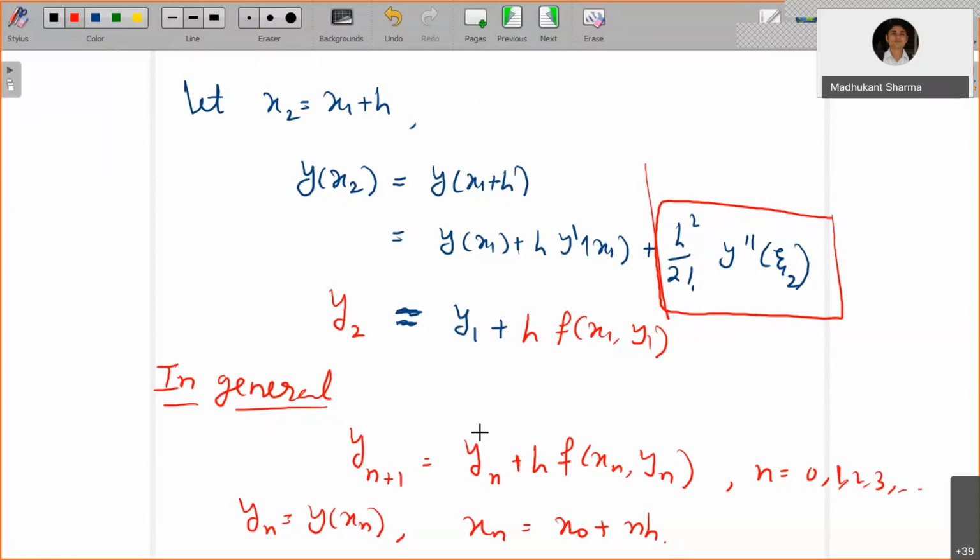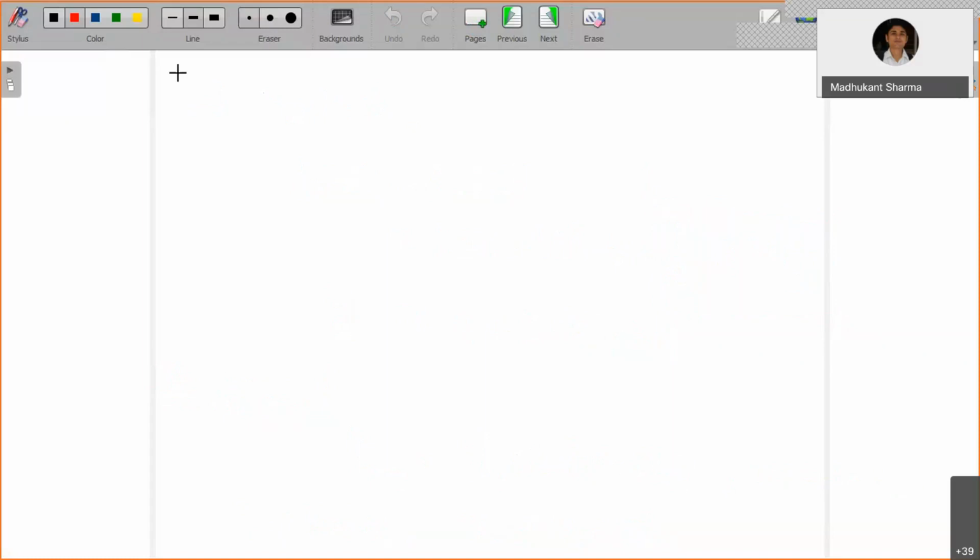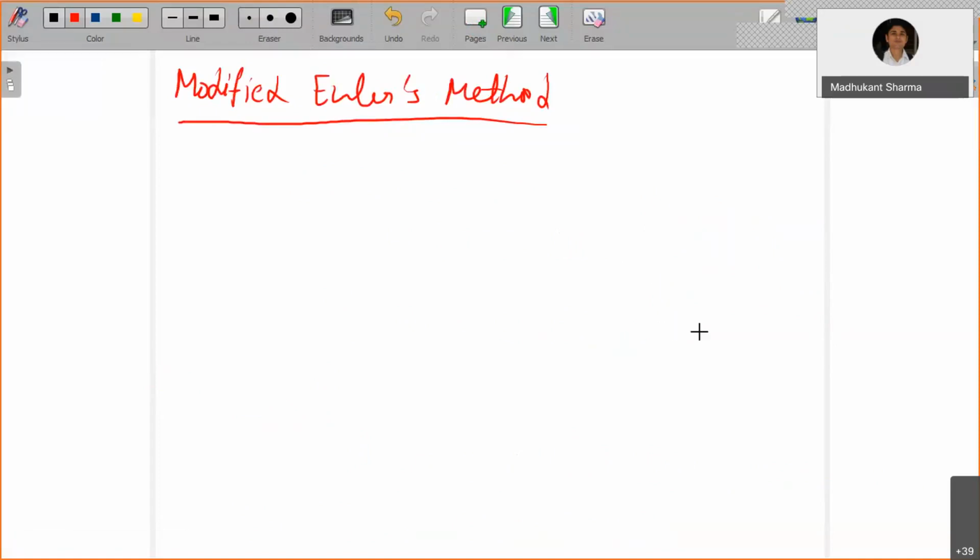Now let me give you the improvised Euler method as well, and then we will take some comparison between Euler's method and Euler's improved, modified method. It has some other names, Heun's method as well. It is also known as the Trapezoidal Rule. So let me give you the modified Euler's method. It will be easily obtained by the trapezoidal rule.